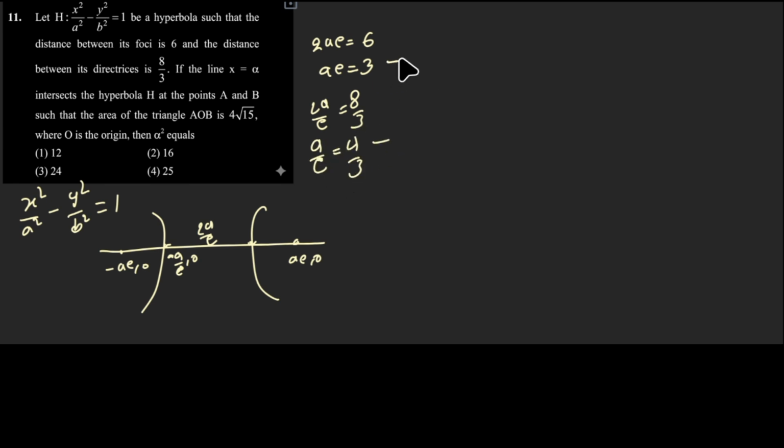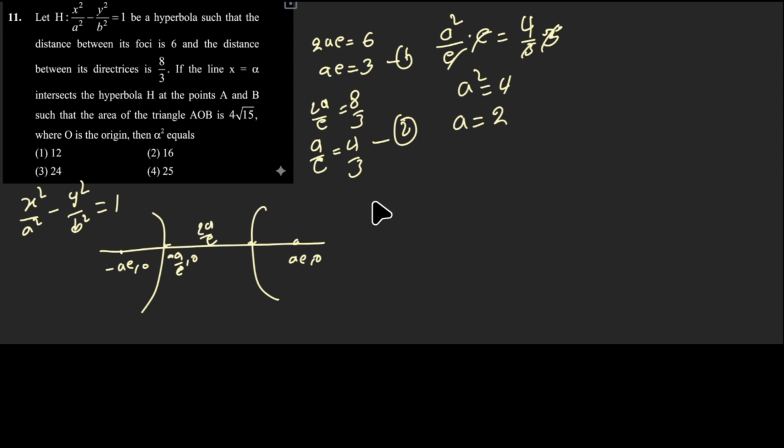So multiply equation 1 and equation 2. Both multiplied: a square by e into e, is equal to 4 by 3 into 3. 3 cancels, e cancels. A square is equal to 4, a is equal to 2. Now we need the e value. e is equal to 3 by a, so e is equal to 3 by 2.